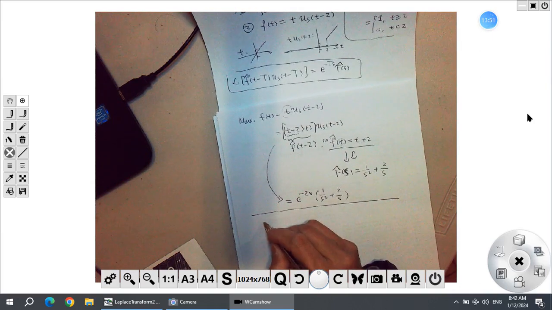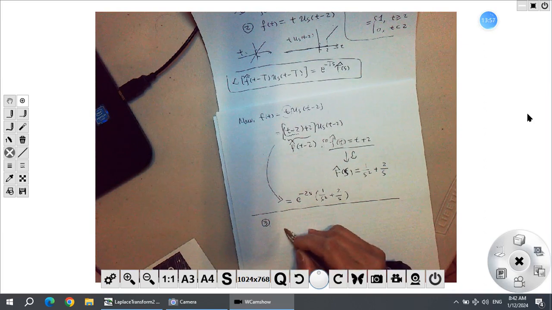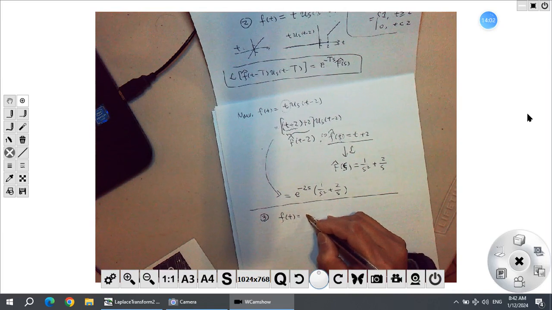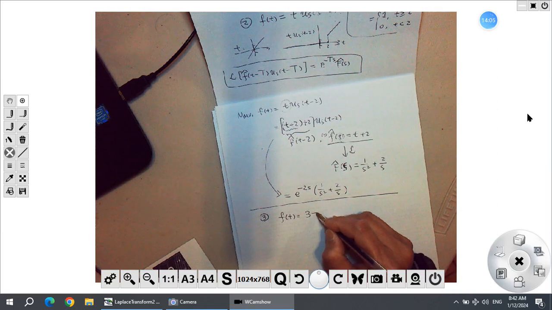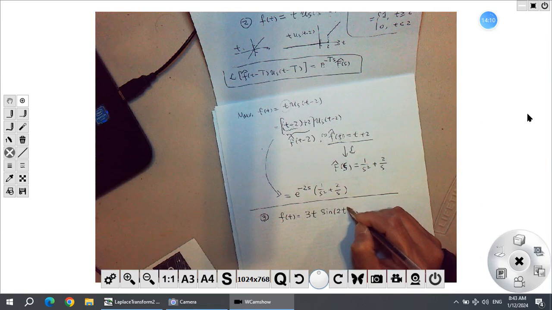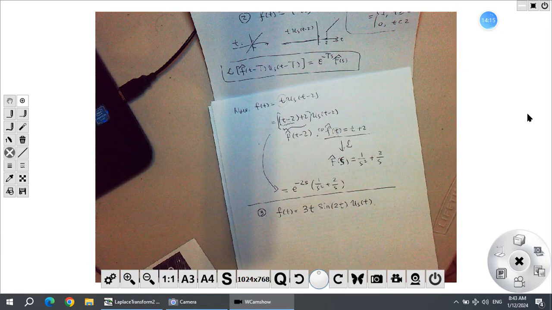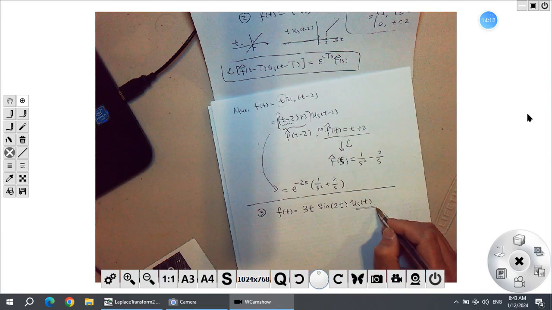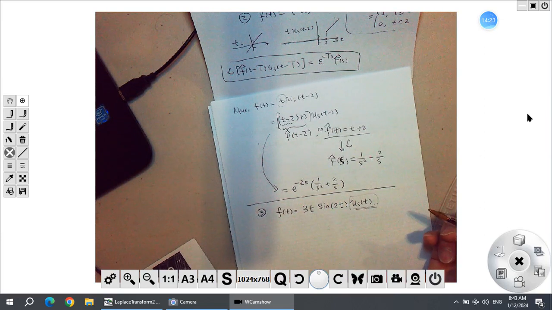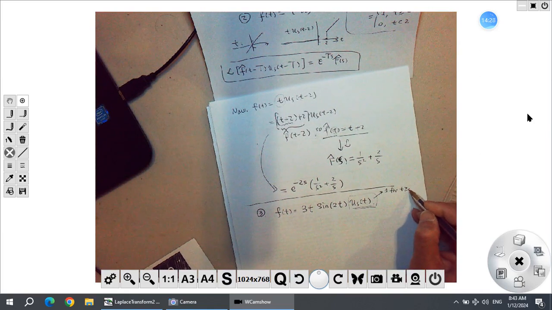And the third one, we consider something with a sine function. Like f of t equal to, I still use 3t, but now it is sine of 2t times u_s of t. First of all, this u_s of t is just 1 for all positive t, so we can just think of this as 1.